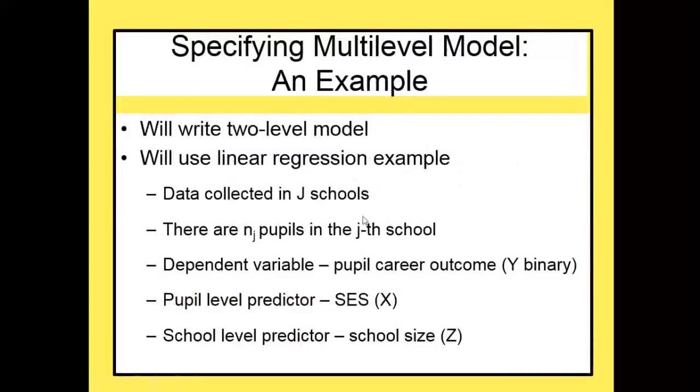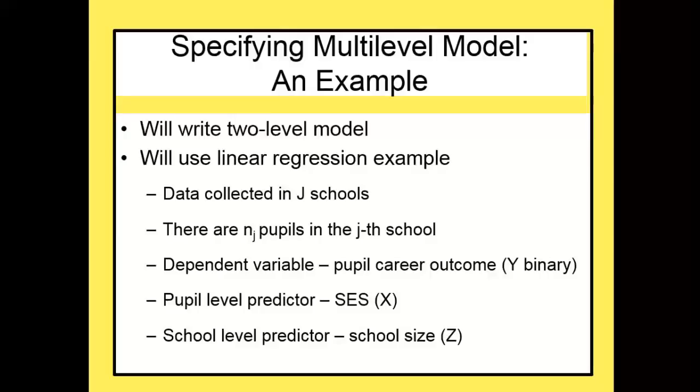Now, to talk about what a multi-level model is, we're going to just focus on an example. And we're going to write a two-level model, 2 levels, so that at each level there are some variables that are going to go in the model, and they correspond to measures at each one of these levels.